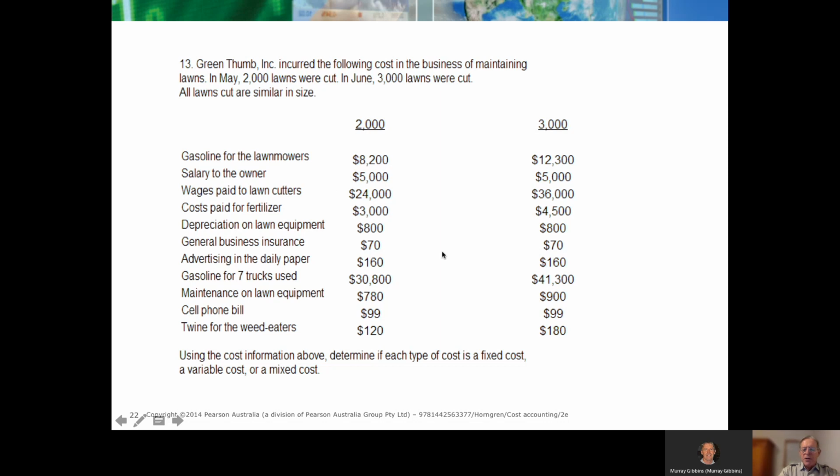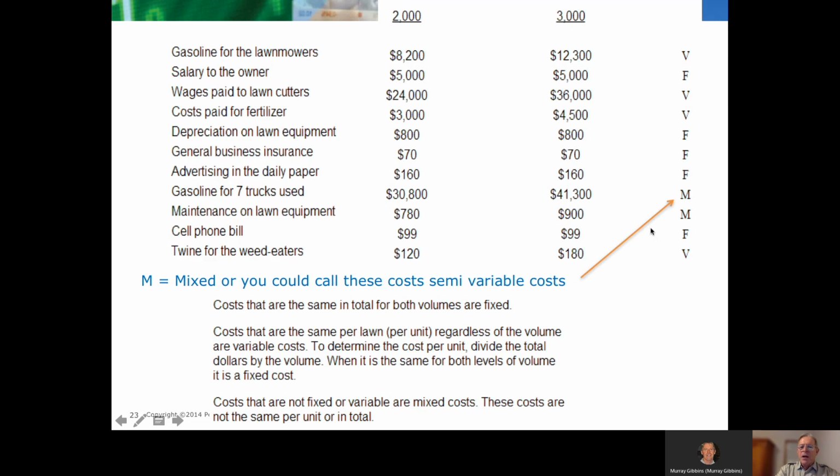But if there is a cost somewhere, we'll go to the next slide, for example, we might have a mixed cost or a semi-variable cost where it doesn't exactly go up at the same ratio. If we divide 30,800 by 2,000 and 41,300 by 3,000, if it doesn't work out to be exactly the same, then we know that there's a little bit of a fixed component in there. So possibly it seems that as we're driving around, when we do more lawns, we don't have to drive as far and we don't use as much fuel. That's what that is telling me anyway.